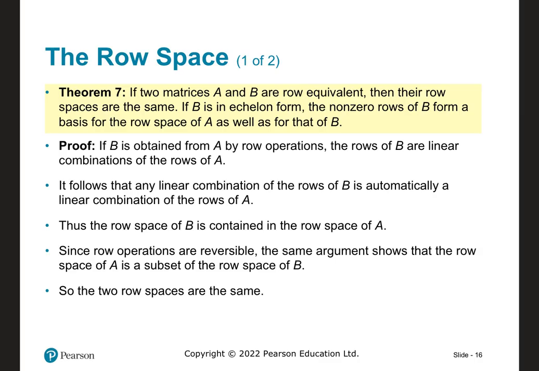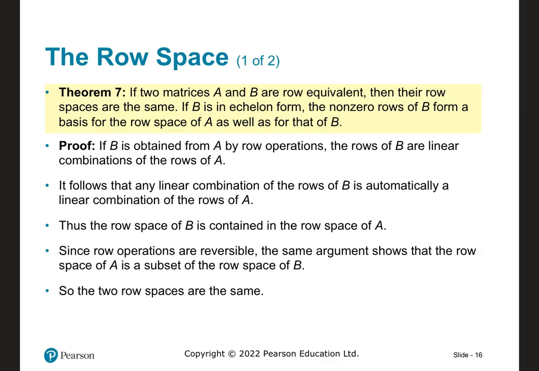Now, if two matrices A and B are row equivalent, that means one matrix, say B, can be obtained from A by performing a sequence of row operations. In that case, the row spaces are the same. Row space of A and row space of B will be the same. So if, in particular, this B is in echelon form, then the non-zero rows of B form a basis for the row space of B. And since two row spaces are the same, those non-zero rows of B will form a basis for the row space of A as well.